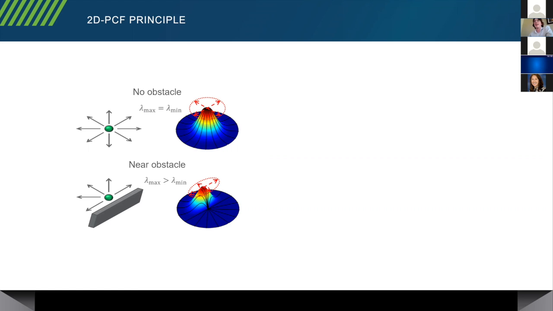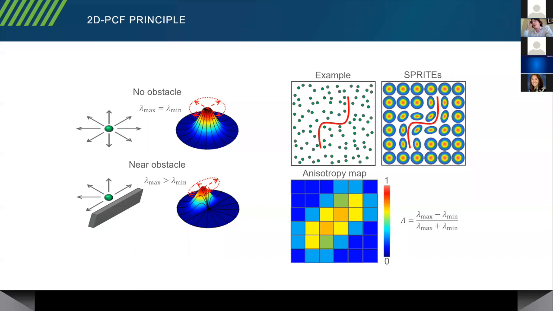However, if we happen to look at a pixel where we have molecules that are near a barrier, near an obstacle, then they can move in certain directions, but are unable to move in one direction, which would be here over the barrier. Or at least it would take them a very long time to cross over the barrier to get to this other area. And this will cause a deformation of our sprite. So now we have an axis that is longer versus another axis that is shorter. So we can exploit this geometry to map out how the molecules move in our sample.